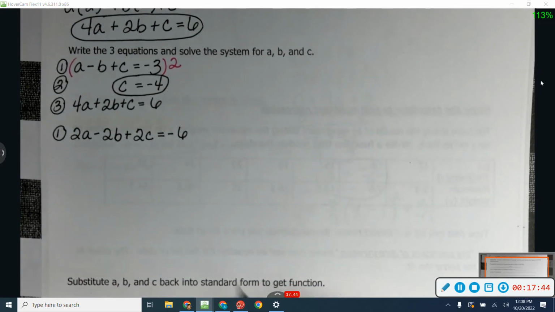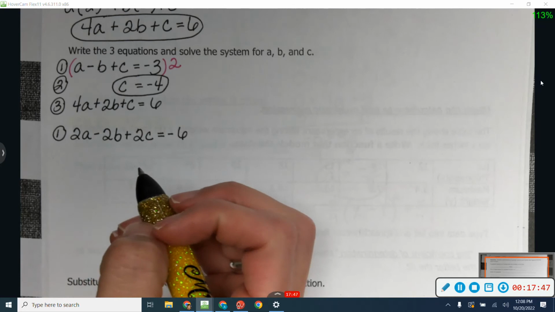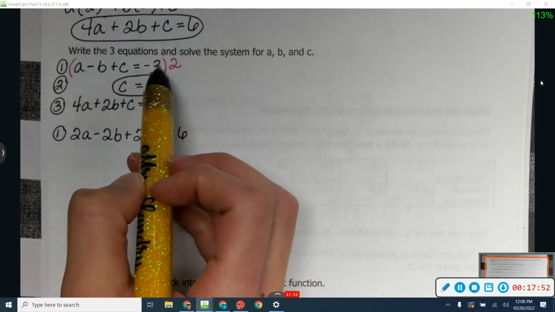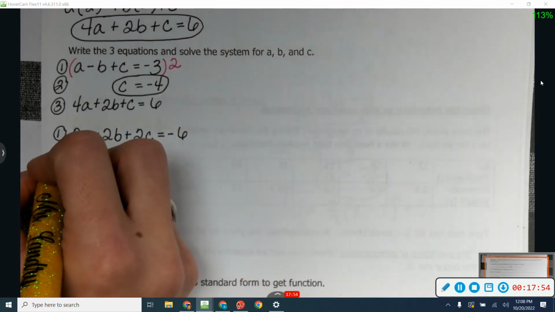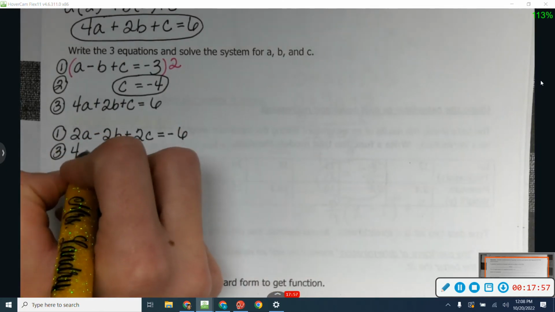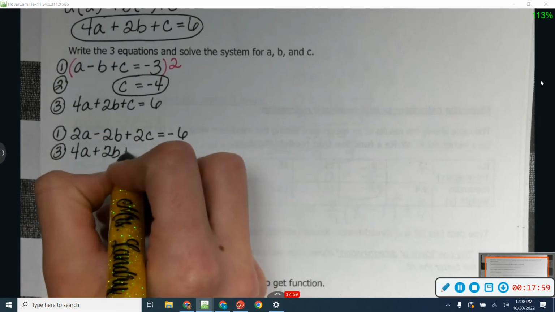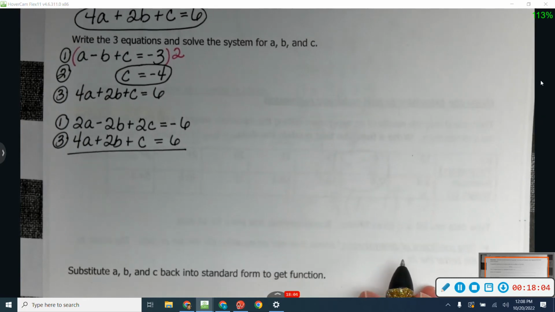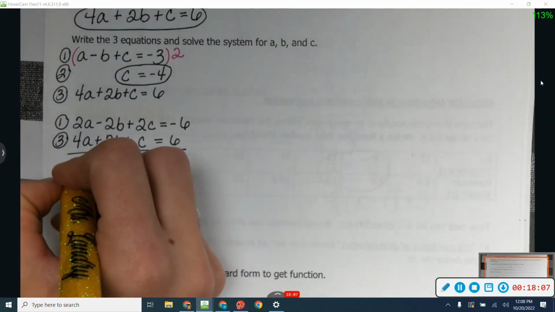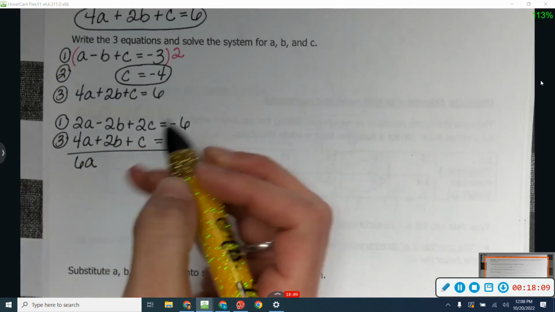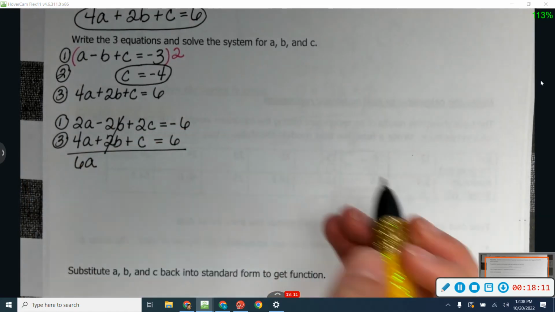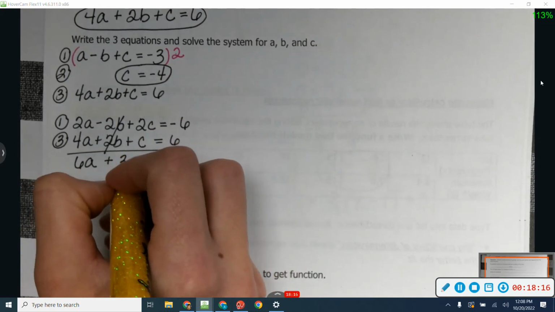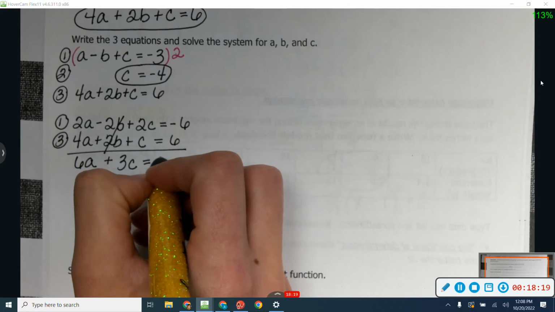So back when we did this unit, the most common mistakes were negatives and not distributing that 2 all the way across. So make sure that you're paying attention to every little detail. Okay, so then I take 4a plus 2b plus c equals 6, and I combine my two equations. So 2 plus 4 is 6a. My b's cancel. And 2c and c is going to give me 3c equals 0.